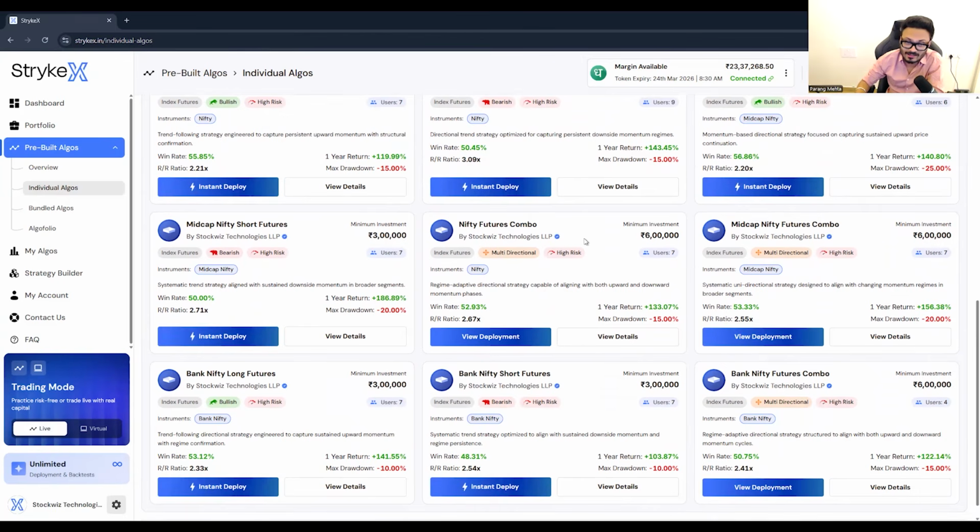So again, if you already have a future strategy and you want to couple it or merge it with mid cap, like mid cap is a good second algo. It's not a good primary algo, right?